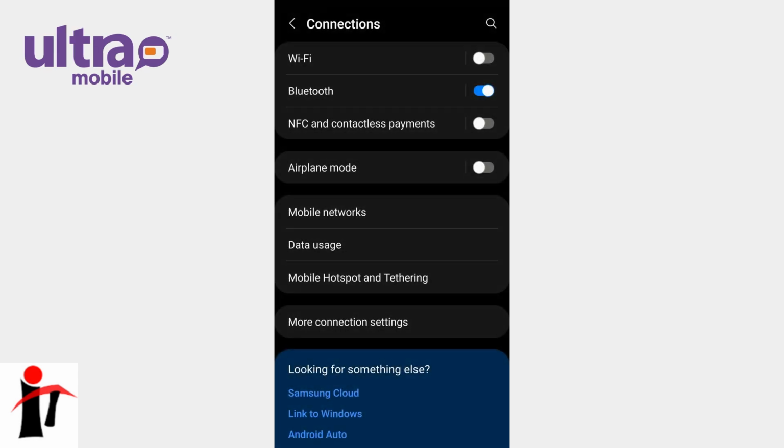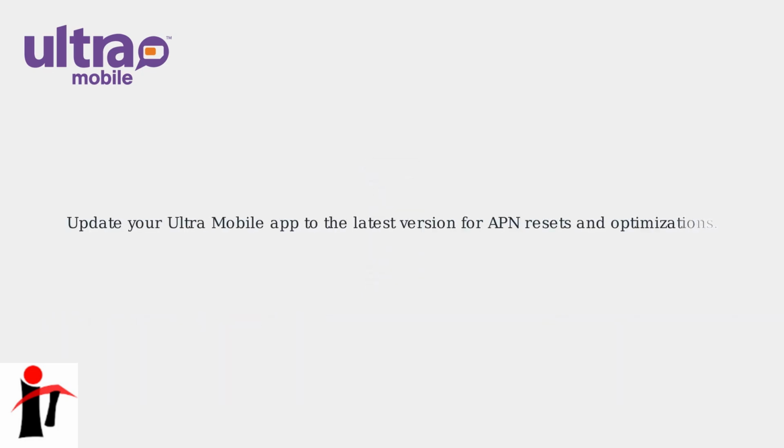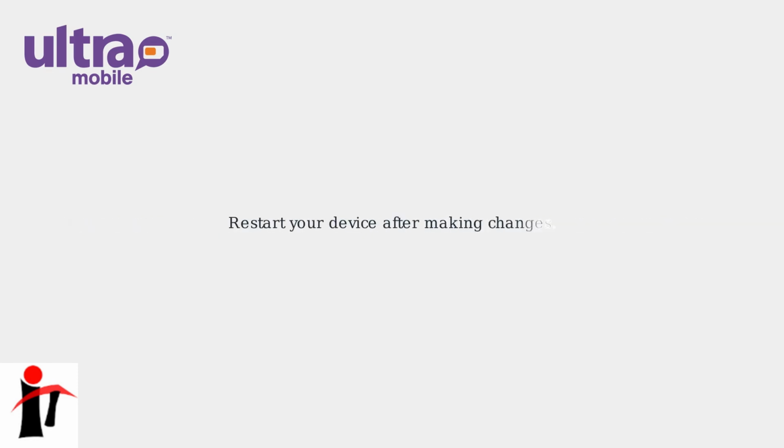Experiencing issues with Ultramobile international roaming? Start by ensuring international roaming is enabled in your device settings. Verify your APN settings are correctly configured with these details. Outdated firmware can cause problems. Update your Ultramobile app to the latest version. Restart your device after making changes.